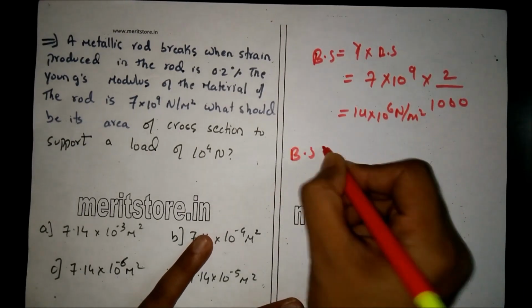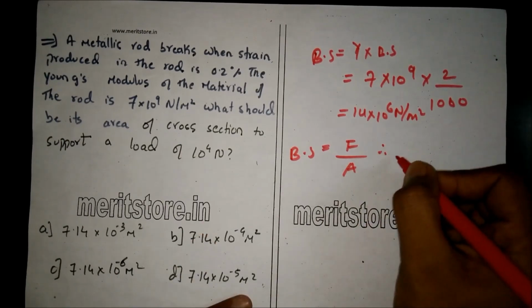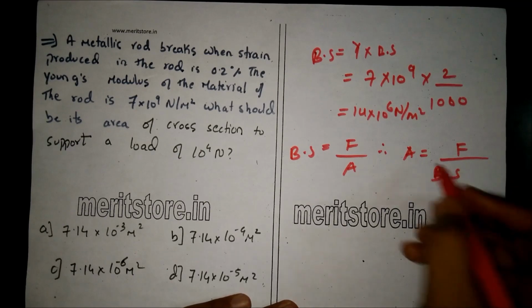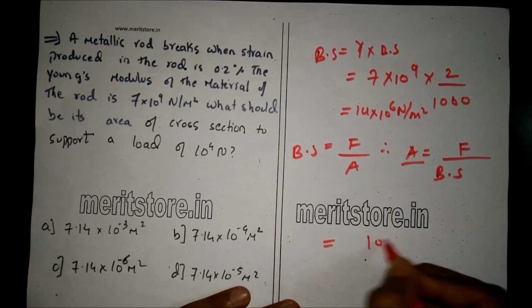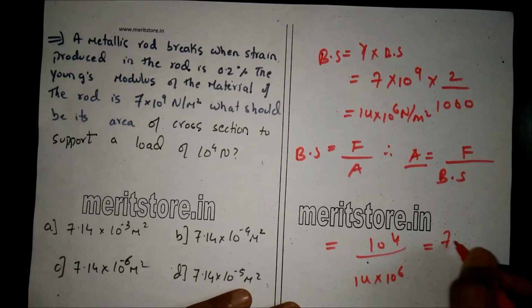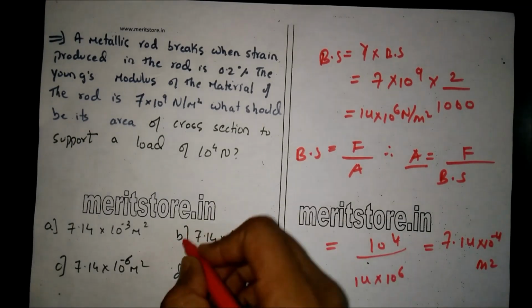But breaking stress is given as F upon A. Therefore, A will be equal to F upon the breaking stress. We have to find the area of cross section. Now we know that F is 10^4 and breaking stress is 14 × 10^6, which will be equal to 7.14 × 10^-4 meters square. Therefore, the correct answer here is option B.